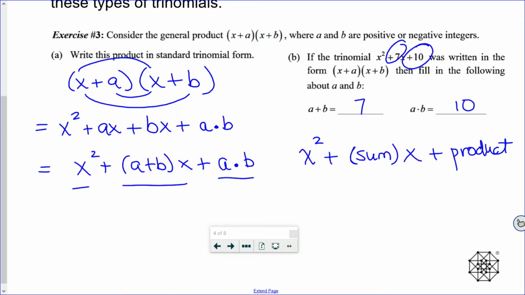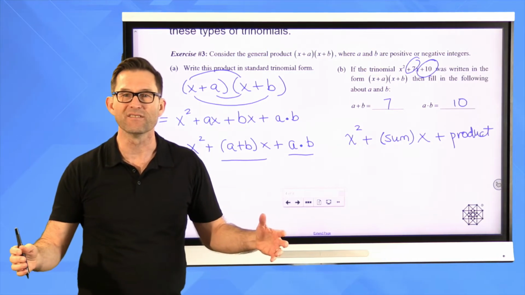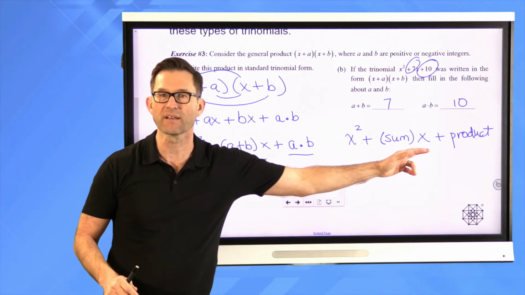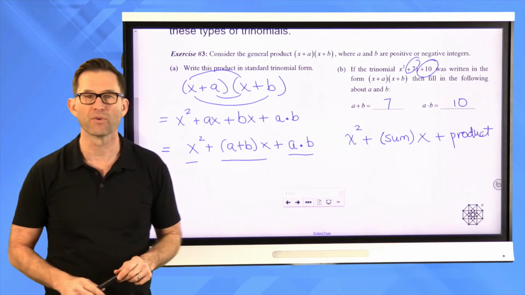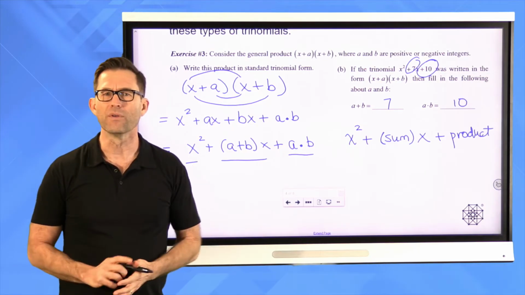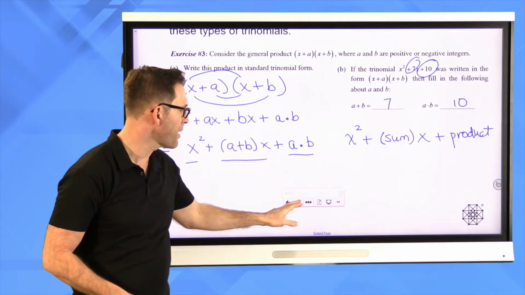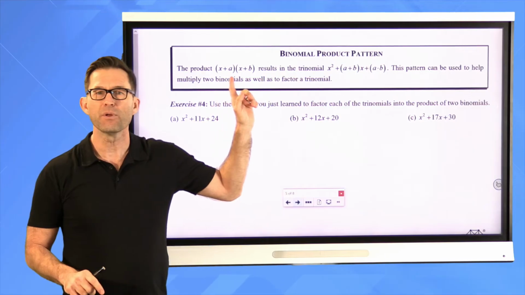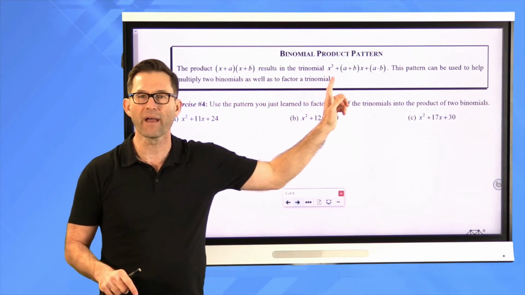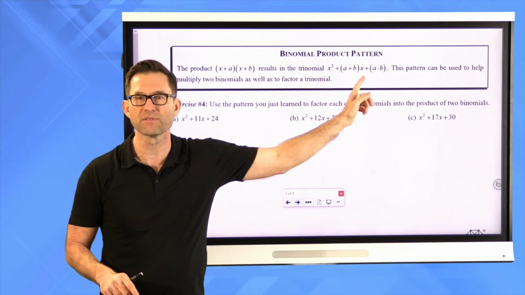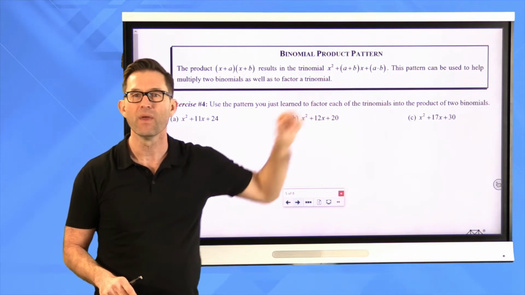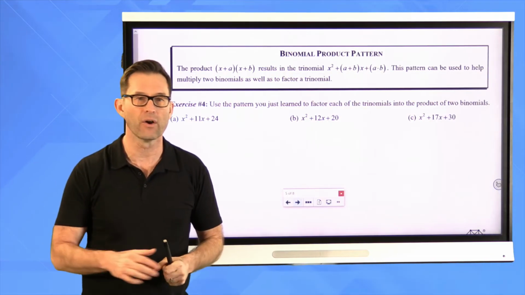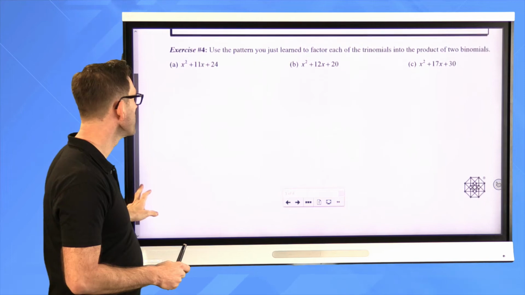Right? If a and b are the two numbers inside of the parentheses, then when we multiply them out, we always get x squared plus the sum of those two numbers times x plus the product of those two numbers. Now, how in the world does this help us? Well, let's see how we can use that pattern to factor. All right, so the binomial product pattern. The product (x + a)(x + b) results in the trinomial x squared plus (a + b)x plus a times b. This pattern can be used to multiply two binomials as well as to factor a trinomial. Let's see how we can use it to factor a trinomial.